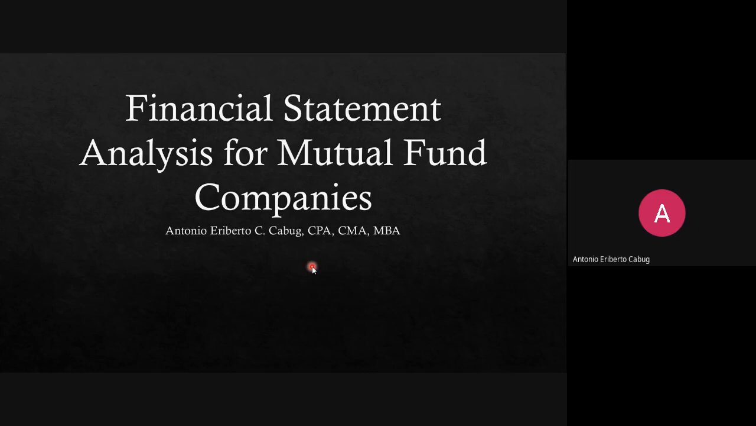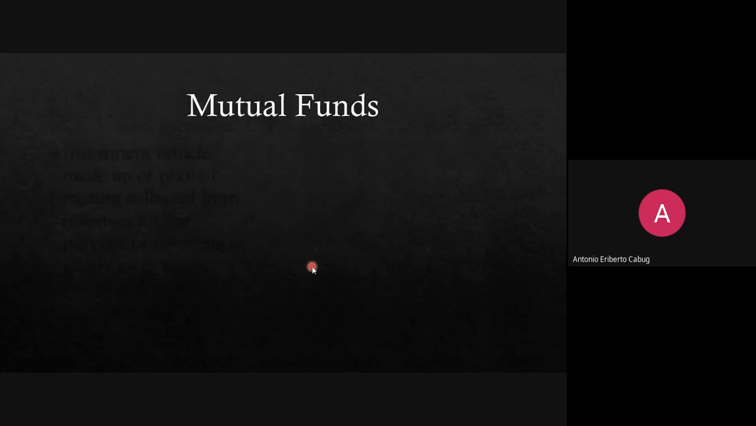Okay, so we shall now proceed to financial statement analysis for mutual fund companies. Before going to financial statement analysis, let's have an introductory discussion on what mutual fund companies are, how they work, and the advantages and disadvantages of having an interest in mutual fund companies.